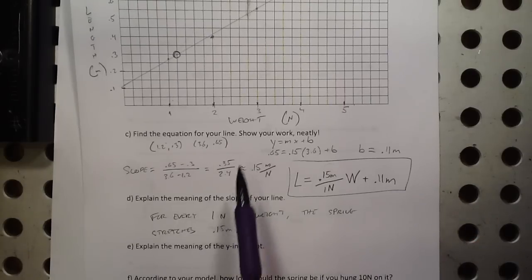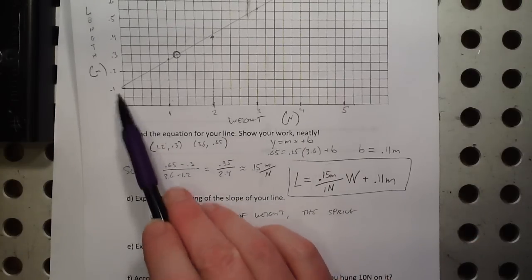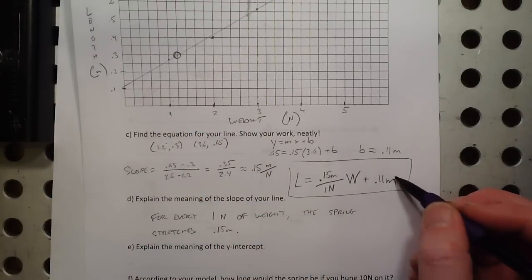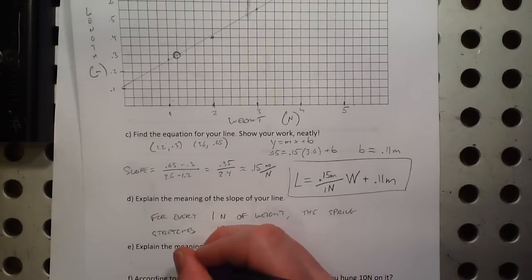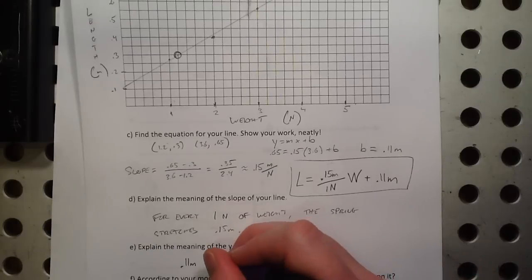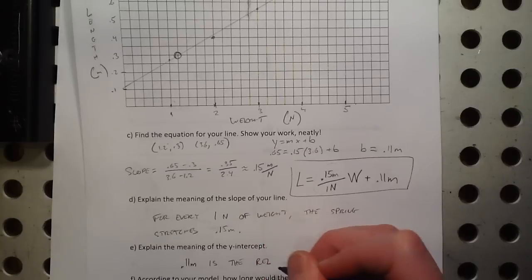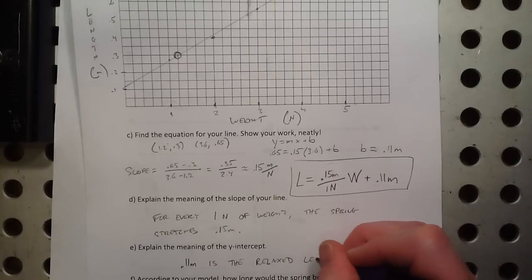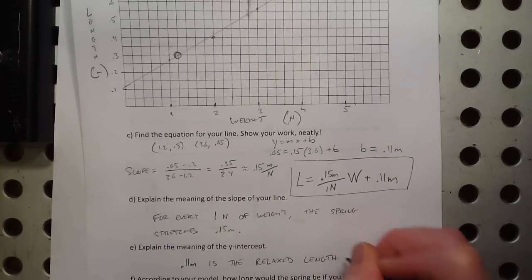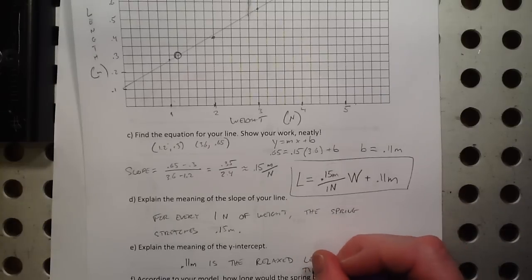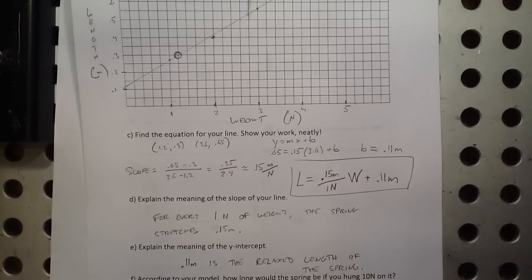Well, let's think about that for a minute. When there's no weight, the spring still seems to have a length of 0.11. So I'm going to say that that 0.11 meters, what makes sense is that's the relaxed length of the spring when there's no weight hanging on it. There's different ways of saying that I think would be fine. What's the relaxed length of the spring?